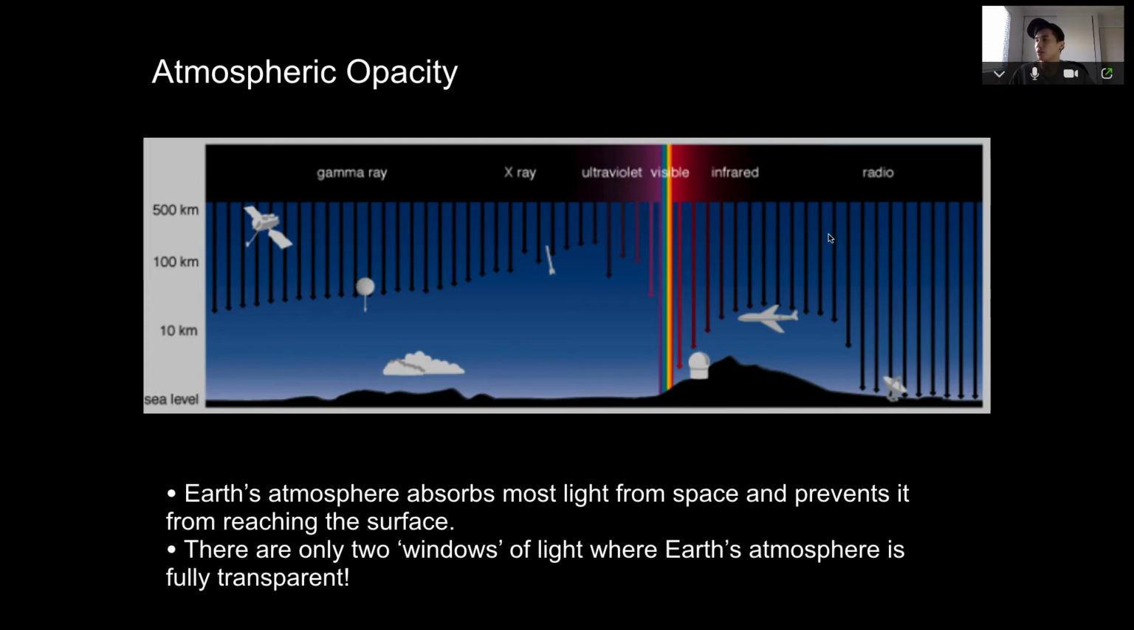And then for radio light, this is why we use radio for communications: radio is able to move around the surface of the Earth, and it penetrates all the way down from the upper regions to the lower regions of the Earth's atmosphere. So really, there are only two windows of light that the Earth's atmosphere is fully transparent to, and that's visible light and radio light.